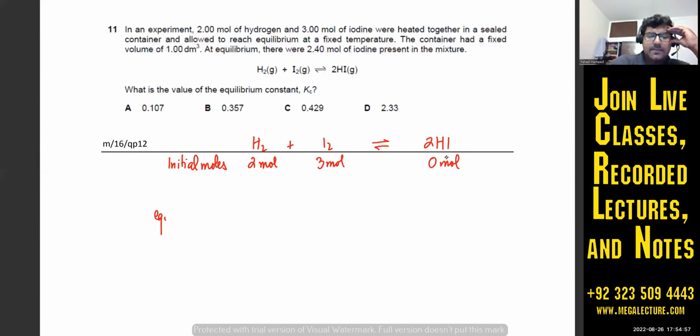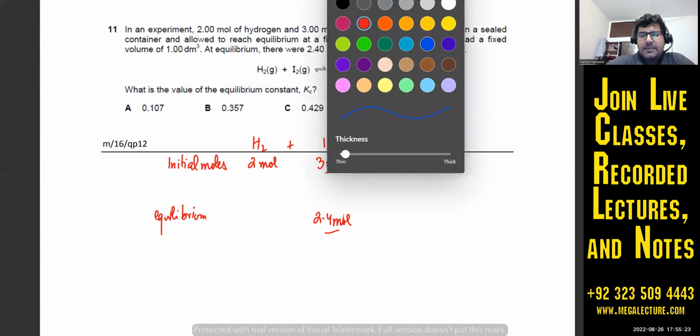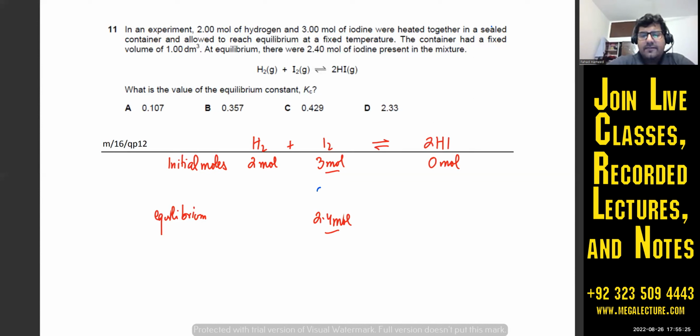Like what happens at equilibrium, like after several days? Though it was sealed and allowed to reach equilibrium at a fixed container, the container had a fixed volume of 1 dm cube. When it had reached equilibrium, there were 2.4 moles of iodine. So equilibrium के ऊपर ना, you've got 2.4 moles of iodine. So you started off with 3 moles, now you've got 2.4 moles. तो बीच में 0.6 किधर गए? That means 0.6 moles have reacted.